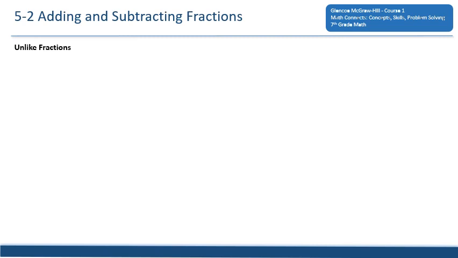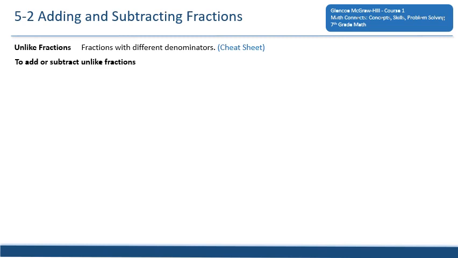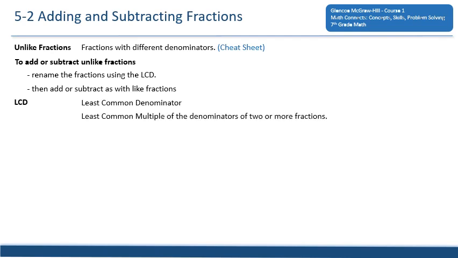Unlike fractions are fractions with different denominators. To add or subtract unlike fractions, rename the fractions using the LCD, or the least common denominator, then add or subtract as with like fractions. Least common denominator: the least common multiple of the denominators of 2 or more fractions. So for example, the least common denominator of 1/4 and 2/3 is 12.